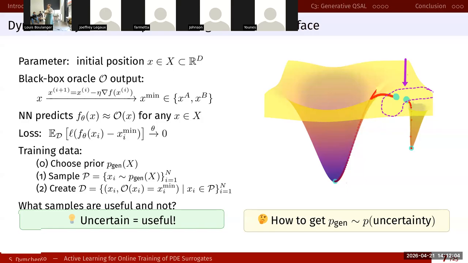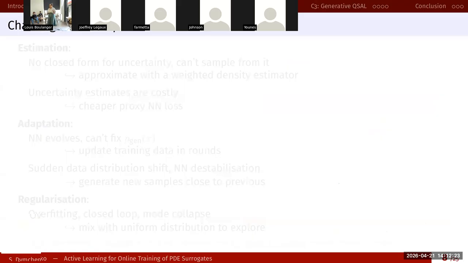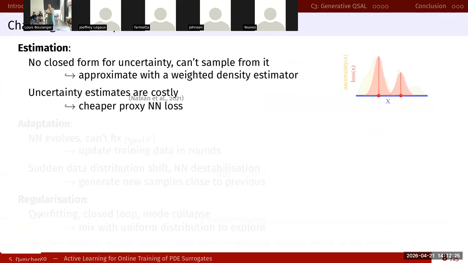So if you see more of these examples, and so the neural network will see more of this training data, it will be less uncertain of it, and it will be more useful data for training. So how can we get this prior to be proportional to the uncertainty distribution? It comes with some challenges. First of all, the uncertainty doesn't have any closed form as a distribution, meaning that we can't sample from it easily.